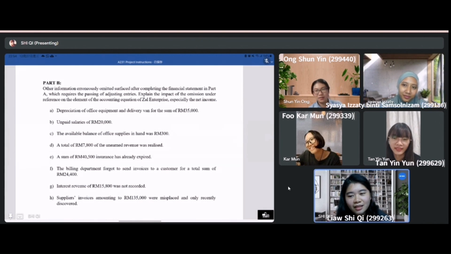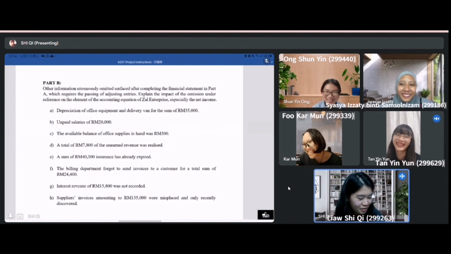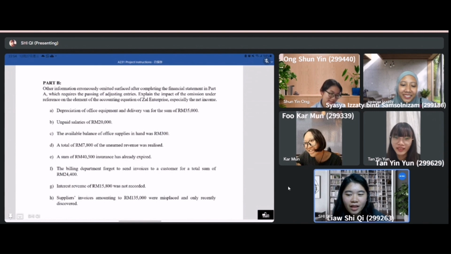After hearing what Carmen said just now, I already agree with Carmen, because I also think so. Maybe we can give this answer and ask our lecturer. Yeah. Okay. Alright.